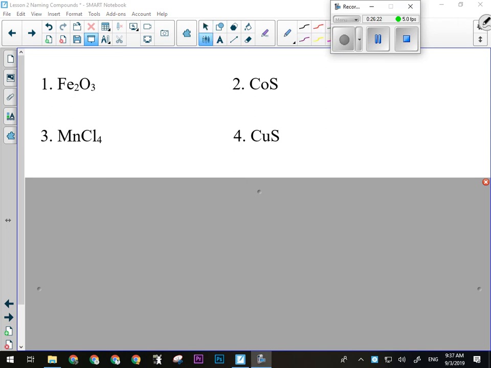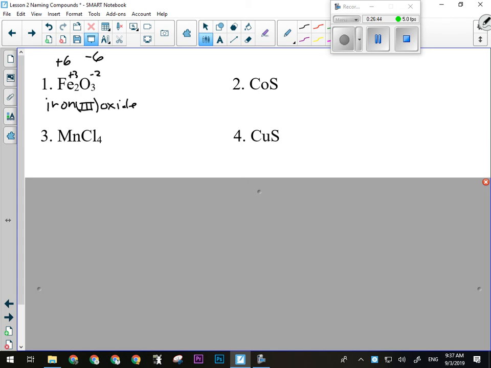Okay, so the first one we said we'd already done. This is going to be iron 3 oxide for this reason. Every oxygen's a -2, which gives me 6 negative charges. I need to have 6 positives come from the 2 irons, which means that each iron is +3. So this is iron Roman numeral 3 oxide.